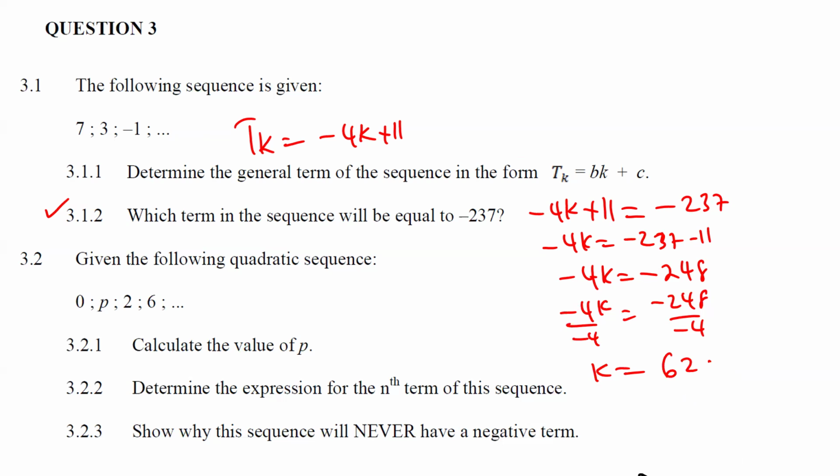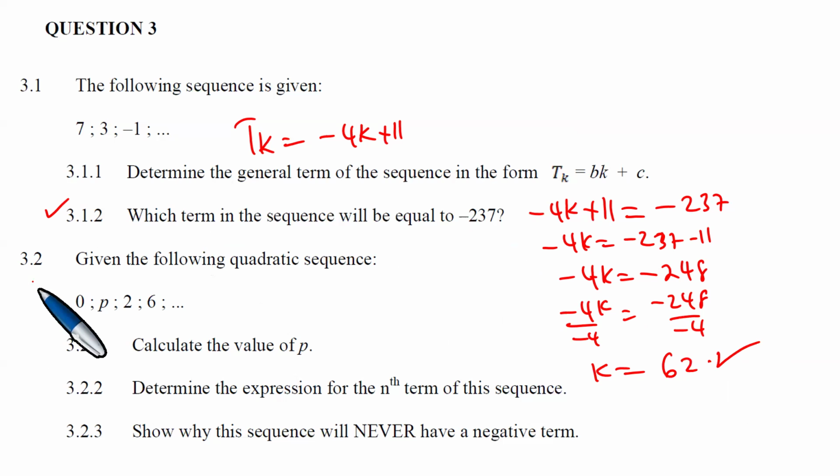That is the answer to 3.1.2, but what is the question here about this? A different view, a different suggestion. What do we do here? Next question. So in other words, which term in the sequence will be equal to this? It would be, the term is going to be the 62nd term.